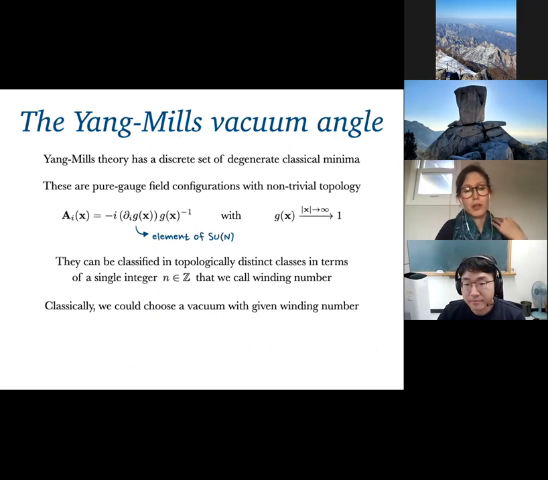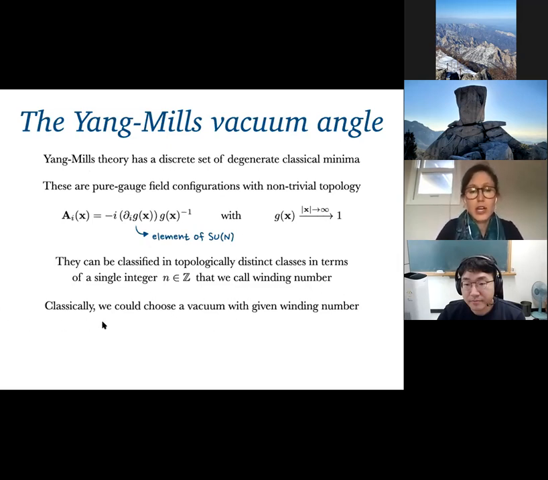Okay, so let me start with a brief review of what the strong CP problem is, and apologies to those of you who already know this very well. SU(N) gauge theories in general have a discrete set of classical minima that are degenerate. These minima correspond to field configurations that are pure gauge, so they are all degenerate with zero energy, but nevertheless, they have a non-trivial topology. And in particular, it is possible to classify them in topologically distinct classes. This classification can be done in terms of a single integer, which we call winding number.